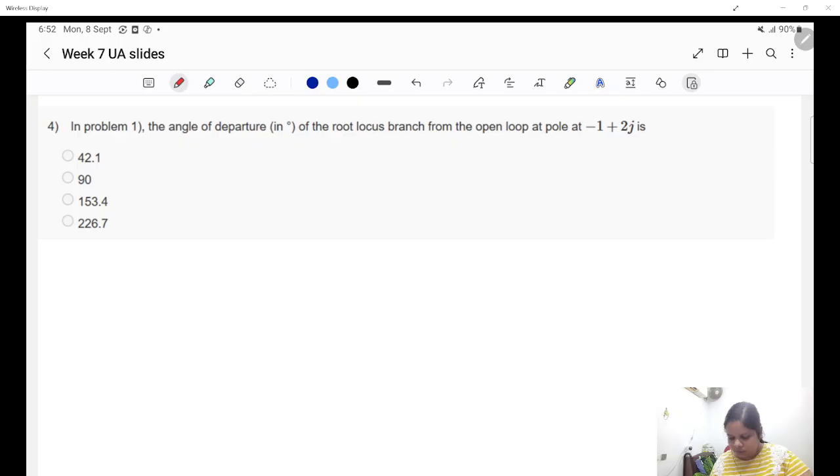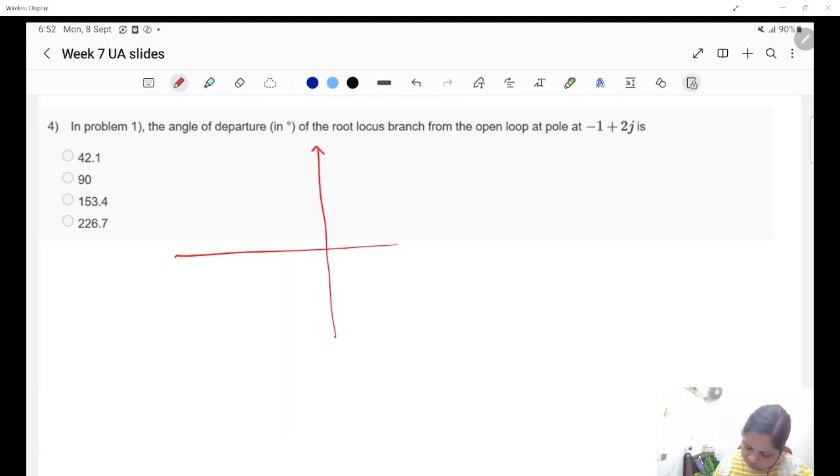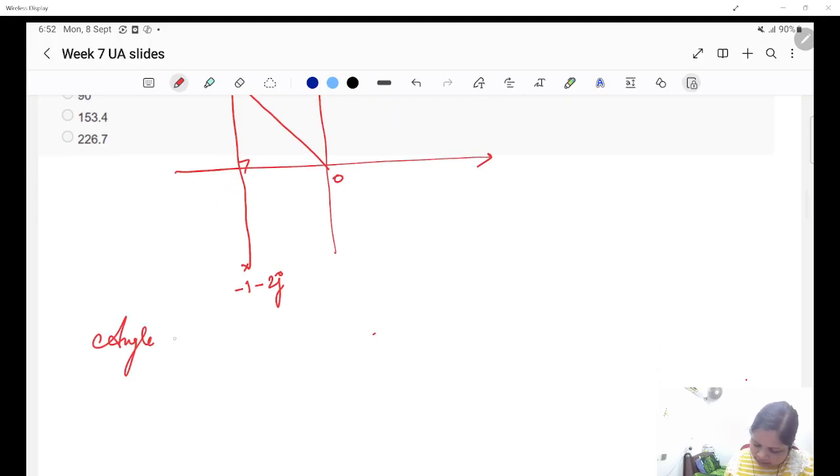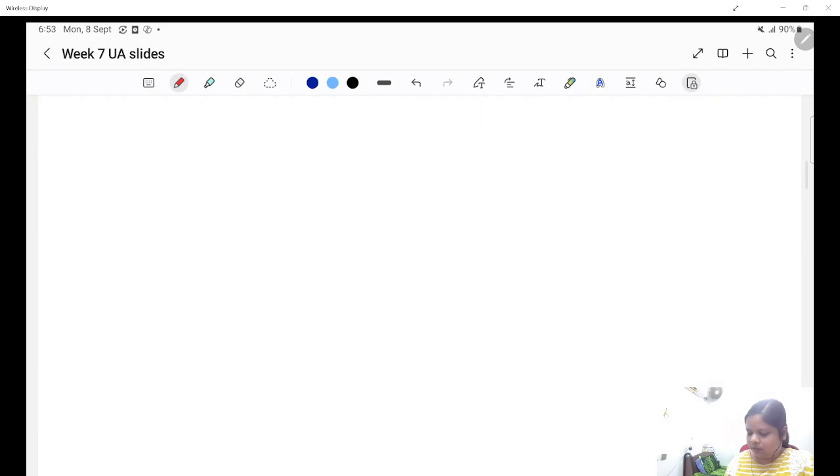So let me plot this properly. There is one pole at 0, -1 plus 2j, and -1 minus 2j. Okay. Now what we'll do, we'll see what is the angle made by the vector.